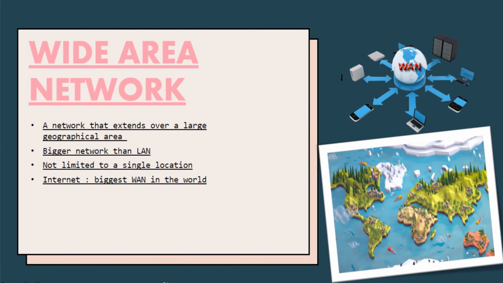Lastly, we have Wide Area Network, or mostly known as WAN. WAN is a network that extends over a large geographical area. It is indeed bigger than LAN and MAN. It is also not limited to a single location, as it spans over a large geographical area through a telephone line, fiber optic cable, or satellite links. One of the examples of WAN is the Internet. It is also known as the biggest one in the world.